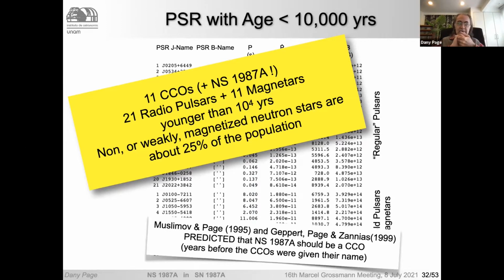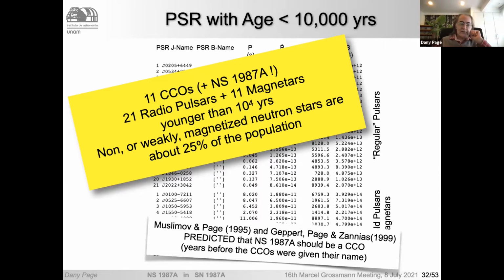It turns out actually that by looking at the properties of the explosion with Sasha Muslimov and then with Ulrich Geppert and Thomas Janka, we even predicted in 1990 that the neutron star of 1987A should not be a pulsar, it should rather be a CCO. Actually, we did this even before the CCOs were given a name. So, okay, if not a radio pulsar, what is it?